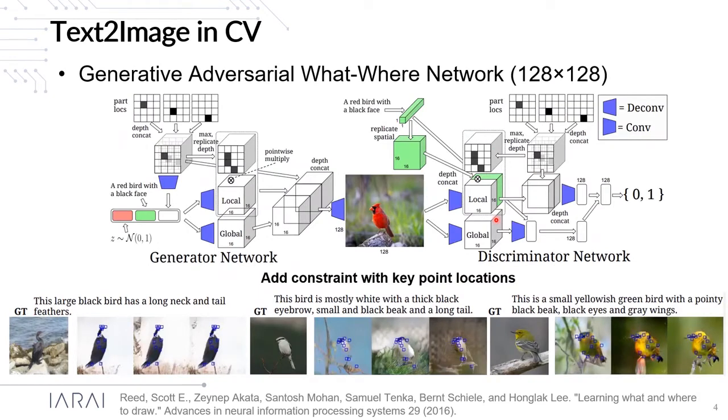And to generate images with higher resolution, researchers have also considered adding constraints with some key point locations. Here you can see the generator will not only receive the text descriptions, but also receive the key point locations with their coordinates information. With this technique, this method can generate images with 128 by 128 pixels.